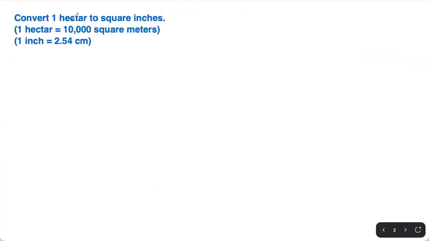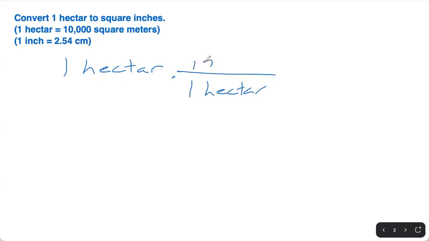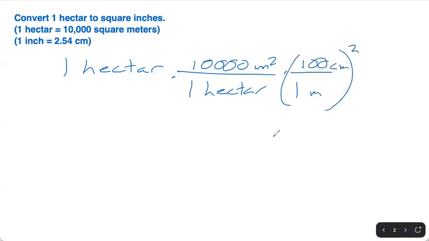Also, you might be given one that is a combination. Convert 1 hectare to square inches, and you're given the following two conversions. For every 1 hectare, there is 10,000 square meters, so meters squared. Well, now we're going to go from meters to centimeters, and then from centimeters to inches to get all the way done. So for every 1 meter, we need to know there's 100 centimeters. Those are your standard conversions, and we need to square everything.